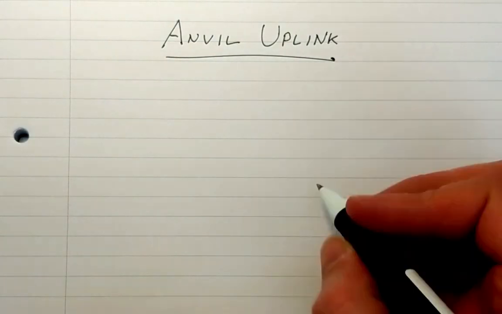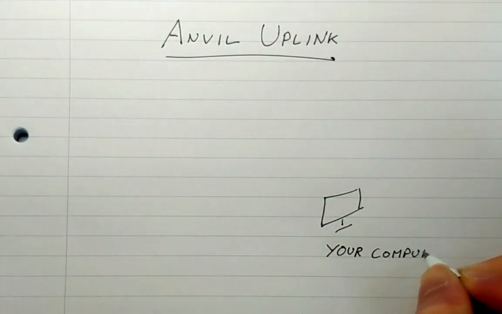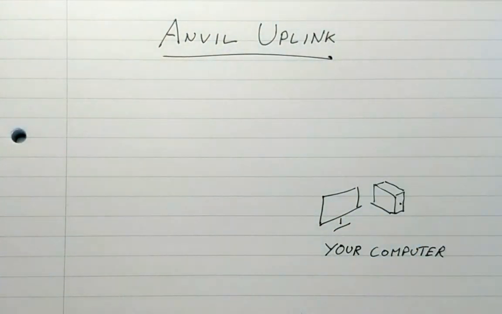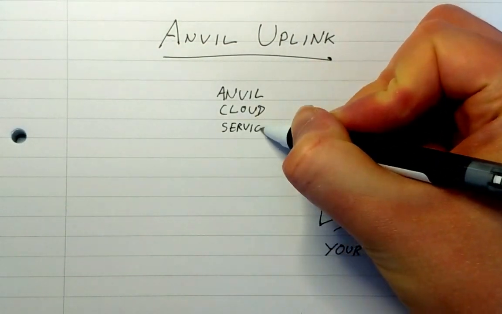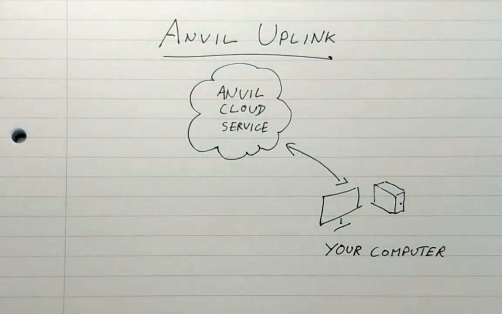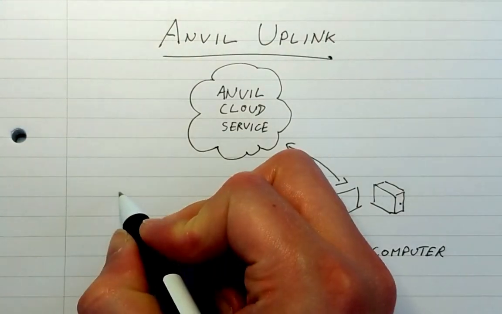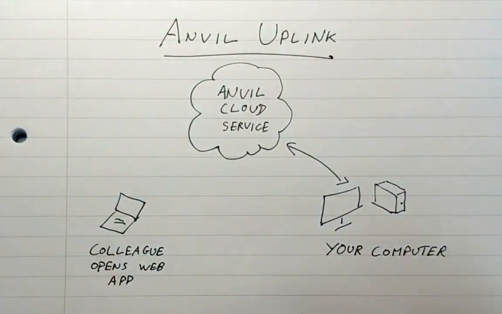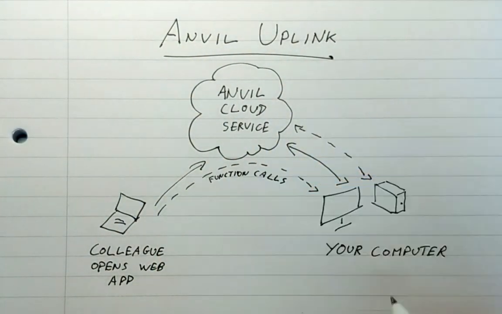We're going to use the Anvil uplink. The uplink is a library you can pip install on your computer or wherever your code is running. It connects up to the Anvil cloud, and now your cloud app can call functions in your Jupyter Notebook, and your notebook can access code and databases in the cloud. So your colleagues can open a web app, and that web app can be powered by a model running on your own computer.